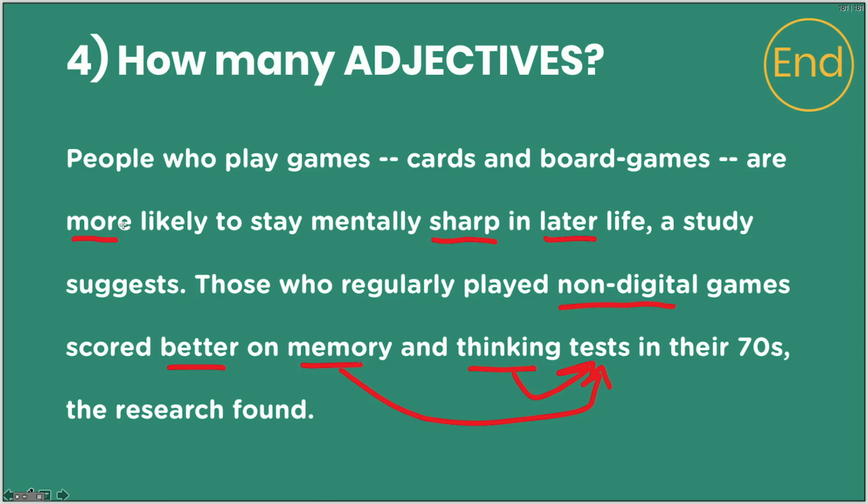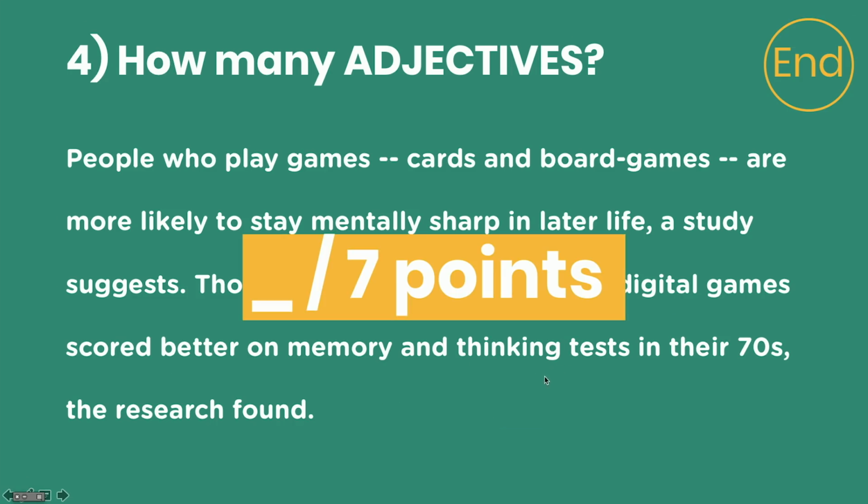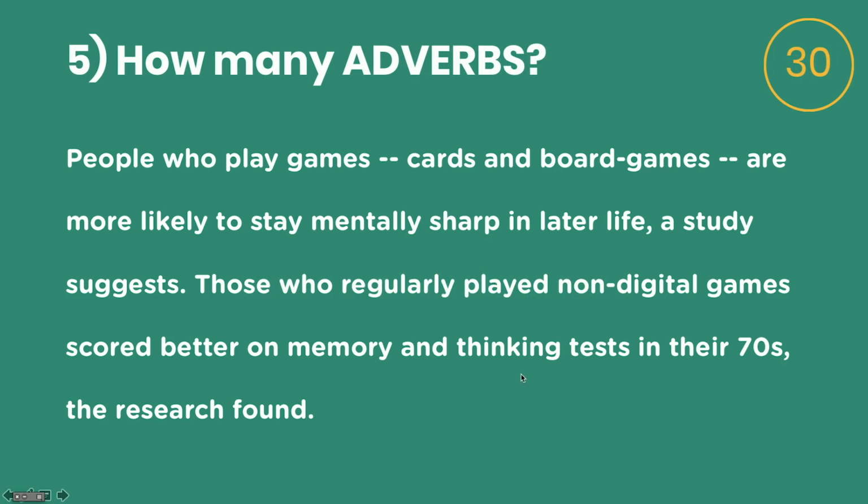So all up, we have 1, 2, 3, 4, 5, 6, and 7 adjectives there. So 7 points for adjectives. How many did you get? Let's now find the adverbs. I'll give you a little hint. This is pretty easy. Most adverbs finish with an ly ending, like quickly or quietly. So that will be helpful here.